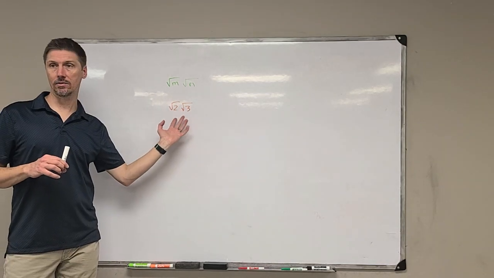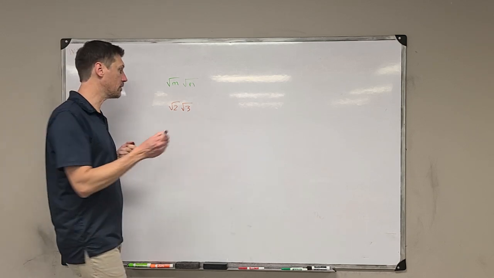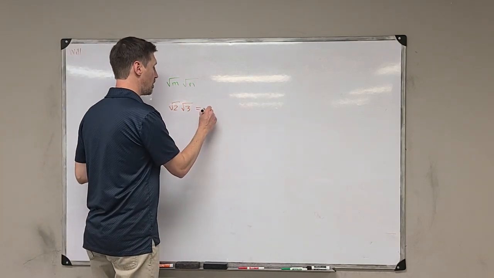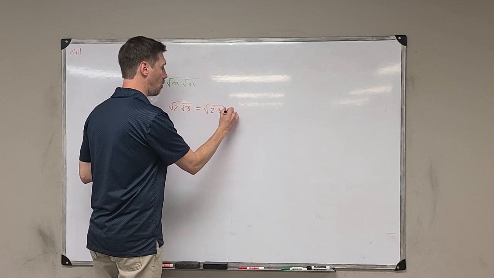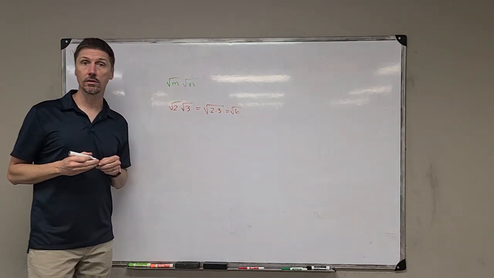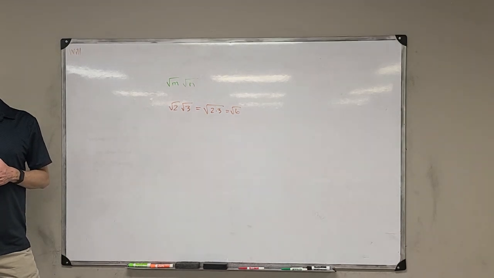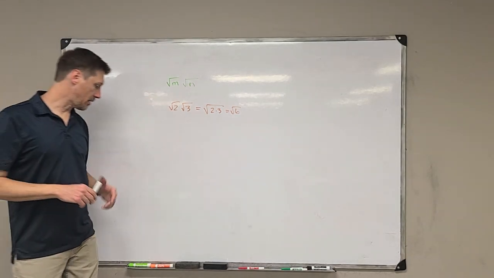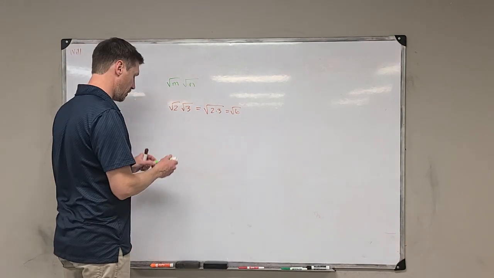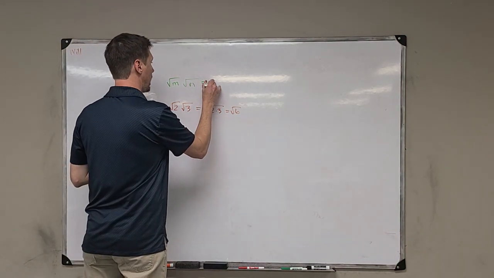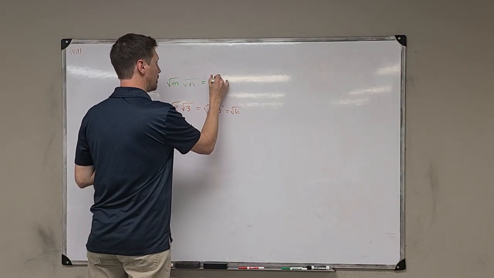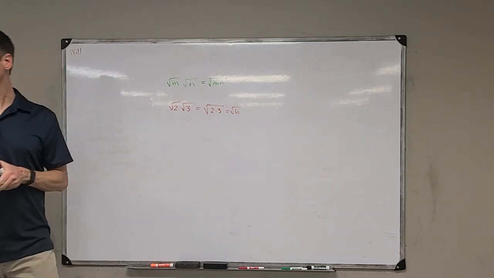But can I combine these? I can multiply them together. So this is the same as the square root of 2 times 3, or the square root of 6. Because both of them are under square roots, I can do that. So when you have the square root of m times the square root of n, you can rewrite that as the square root of mn, two of them multiplied together.